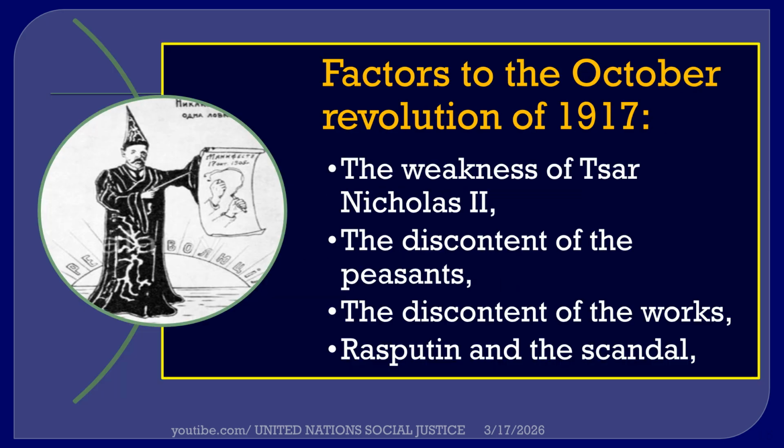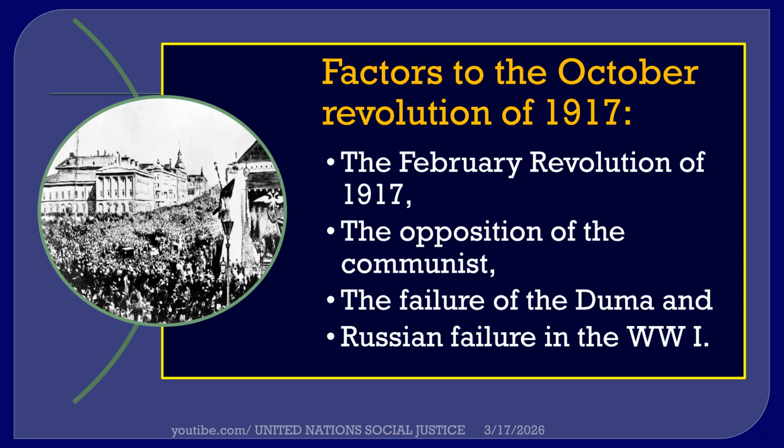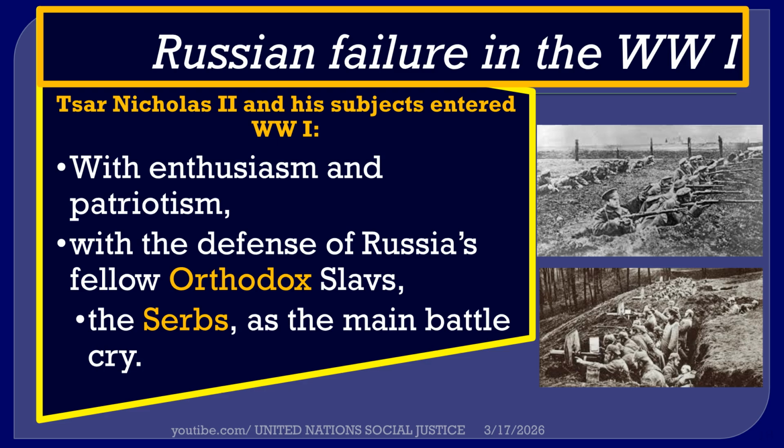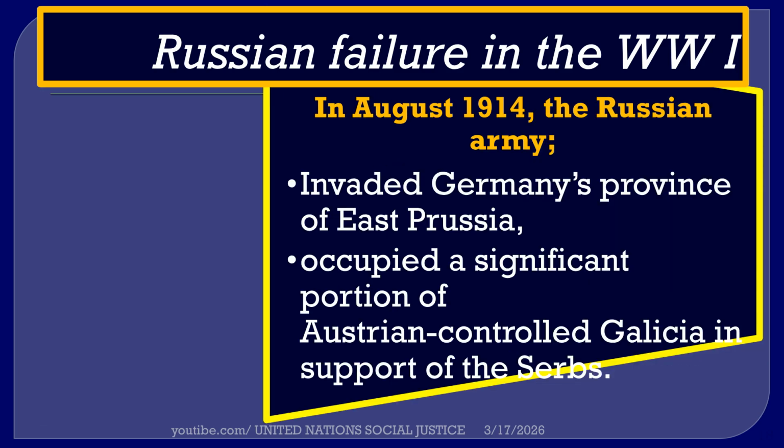The October Revolution of 1917 was fueled by several factors, including the weakness of Tsar Nicholas II, the widespread discontent among peasants and workers, and the scandal involving Rasputin. Other contributing factors included the February Revolution of 1917, the opposition of the Communists, the failure of the Duma, and Russia's significant losses in World War I. Tsar Nicholas II and his subjects entered World War I with enthusiasm and patriotism, primarily motivated by the defense of Russia's fellow Orthodox Slavs, the Serbs. In August 1914, the Russian army invaded Germany's province of East Prussia and occupied a significant portion of Austrian-controlled Galicia in support of the Serbs.